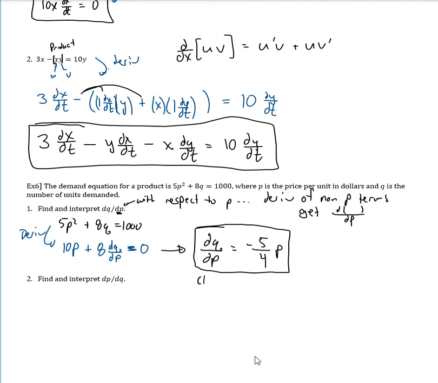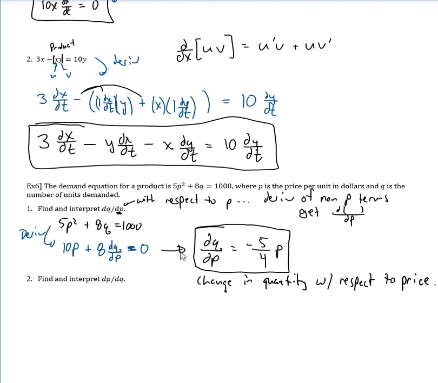So that's all it is. So this is the change in quantity with respect to price. So that's what that one means. And then let's do this second one. So find and interpret the dp dq.